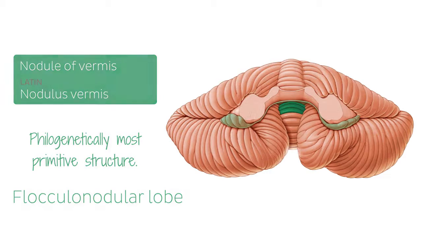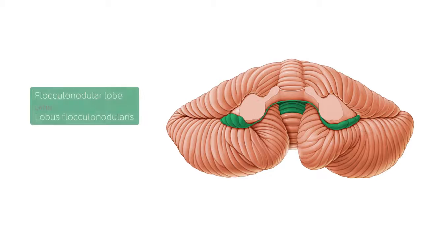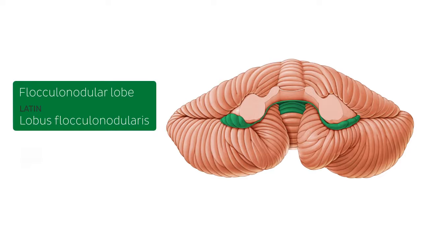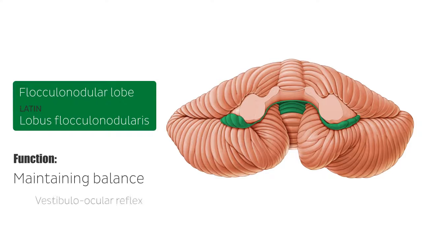If we go back then to the flocculonodular lobe to talk about the function here, this structure plays a pivotal role in maintaining balance and is responsible for the vestibulo-ocular reflex. So any lesion in this specific part of the cerebellum impairs the person's ability to control ocular movements during head tilting and posture while standing or even walking.